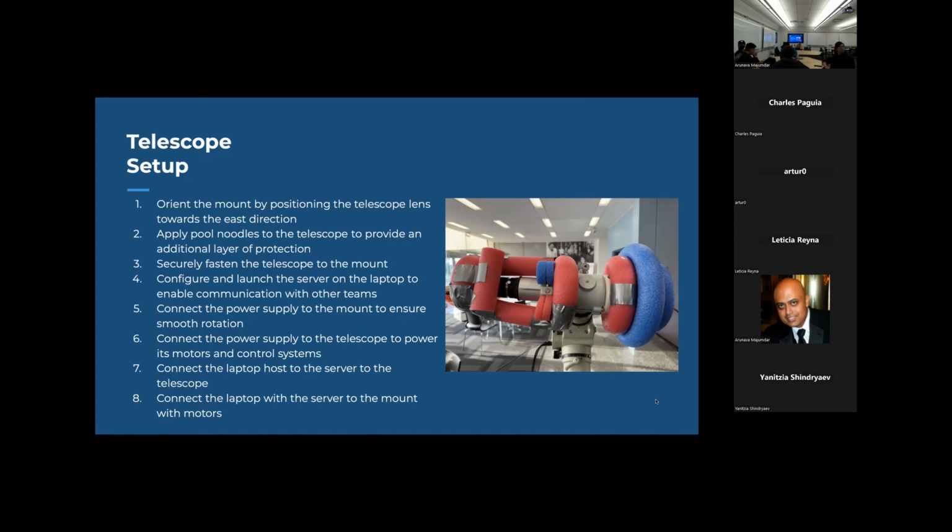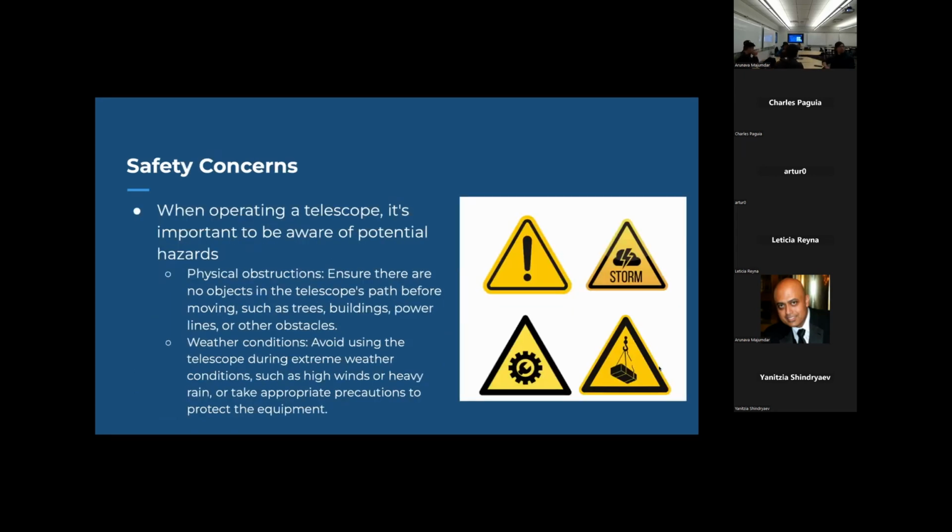Connect the laptop hosting the server to the telescope, and connect the laptop with the server to the mount with the motors. Then moving over to the safety concerns. When operating the telescope, it's always important to be aware of the potential hazards, and that being since there was no knowing where any of the dead zones were because of all the documentation that was lost. We had to ensure that everything was being watched and monitored properly in case something was set improperly, so that it had to be automatically shut down.